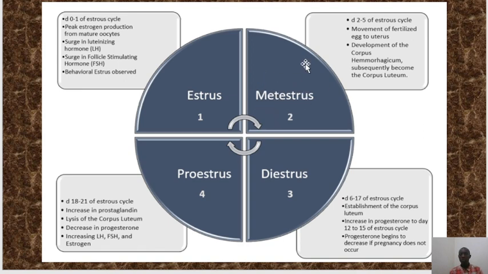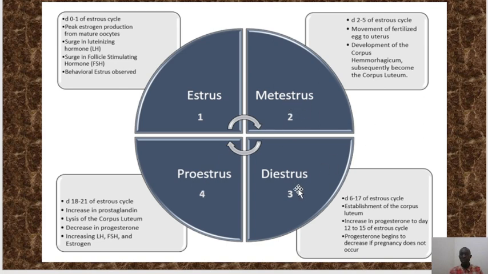When the corpus luteum develops, progesterone will be produced. Then we go to the diastrous, and diastrous shall have, by day 6 to day 17, the corpus luteum has developed, and in presence of pregnancy, the corpus luteum will persist. But in absence of pregnancy, at the end, you shall have the progesterone level decreasing. Then now estrogen can increase, and then the follicle stimulating hormone can continue. That's how the cycle is. These two, estrous and proestrous, are in the follicular phase.